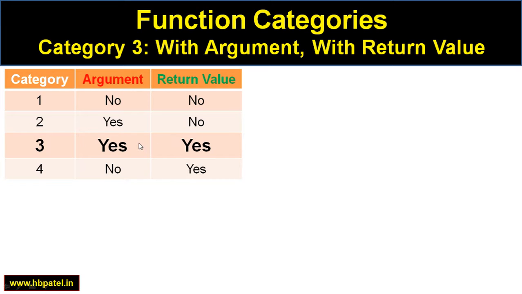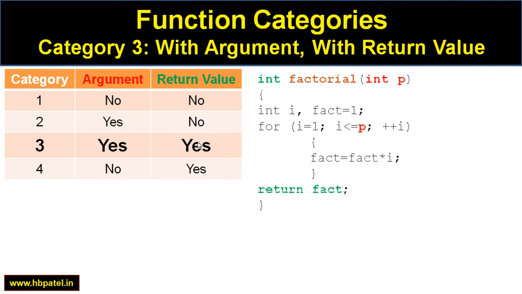That means I'm going to pass something as an argument, something as an input, and the function will also return something. So let us take a simple example of finding factorial. In factorial, all you need is the number for which you want to find the factorial, let's say p. And then the logic is very simple. We run a loop from 1 to p and we multiply fact, which is initialized to 1, by i. So fact equal to fact multiplied by i.